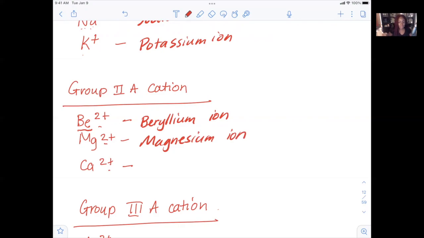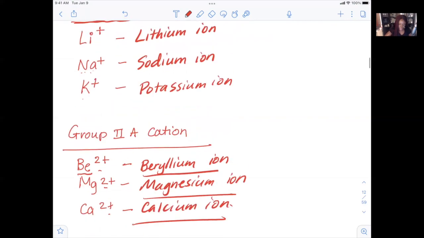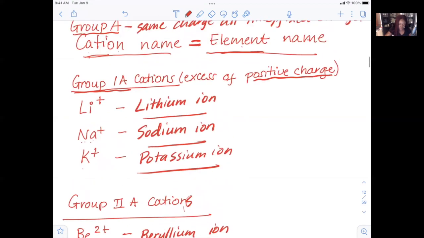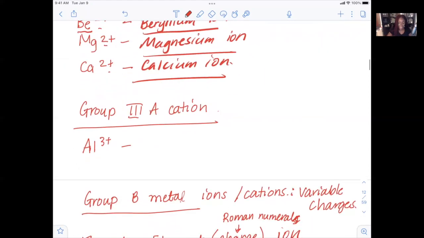Because then at that point, the element has no charge. There's no need for the word ion. And then this would be calcium ion, okay? And this is how you will name these group 2A cations. And this is group 1A cations, okay? Let's see what we have for group 3A. For group 3A, the most common cation we have is aluminum. So this will be aluminum. I'm spelling it the American way versus where I came from. Okay, aluminum ion.